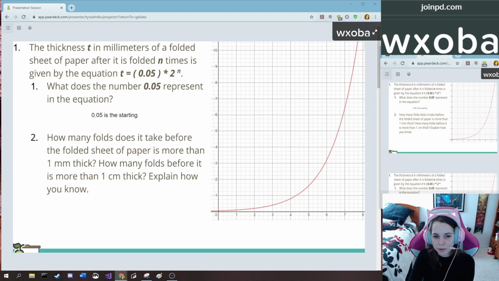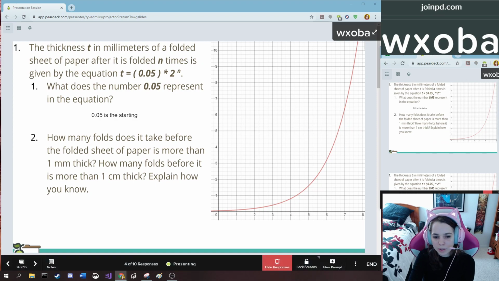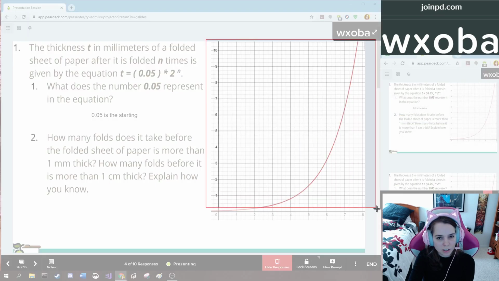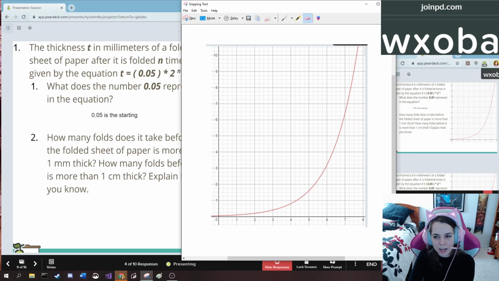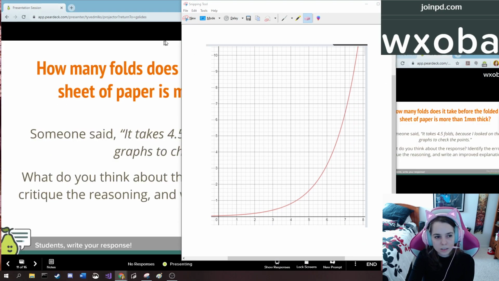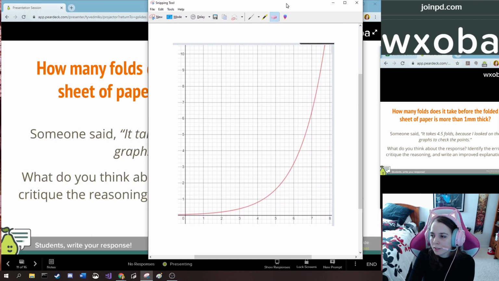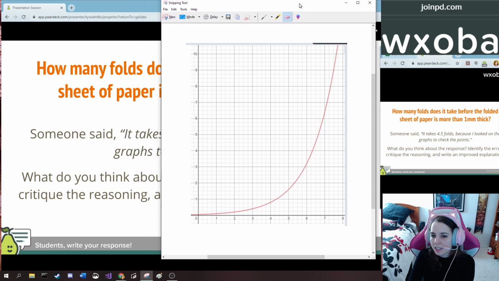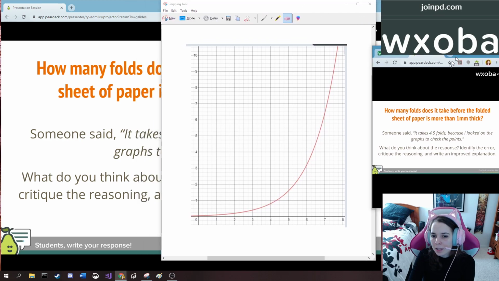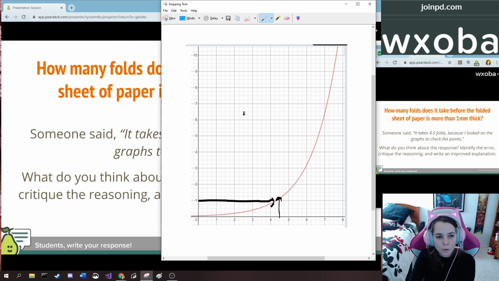I'm going to really quickly go back and take a shot of this graph, so we'll have it. Okay, so here's the graph. The question is, how many folds does it take before the folded sheet of paper is more than 1 millimeter thick? And the person said that it's going to take 4.5 folds. Why is this person incorrect?